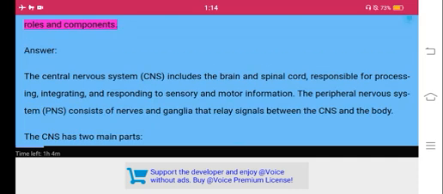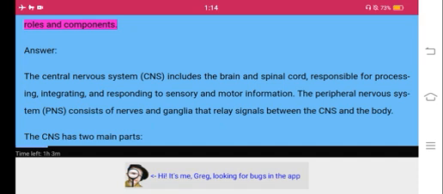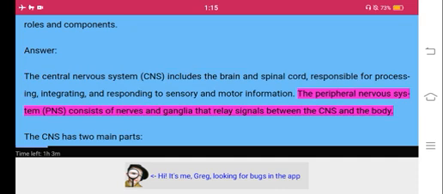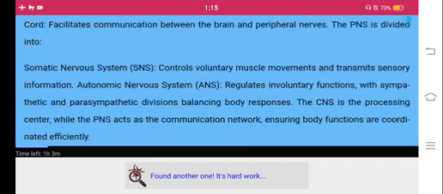Previous year question. Question. Differentiate between the central and peripheral nervous system, highlighting their roles and components. Answer. The central nervous system, CNS, includes the brain and spinal cord, responsible for processing, integrating, and responding to sensory and motor information. The peripheral nervous system, PNS, consists of nerves and ganglia that relay signals between the CNS and the body. The CNS has two main parts.